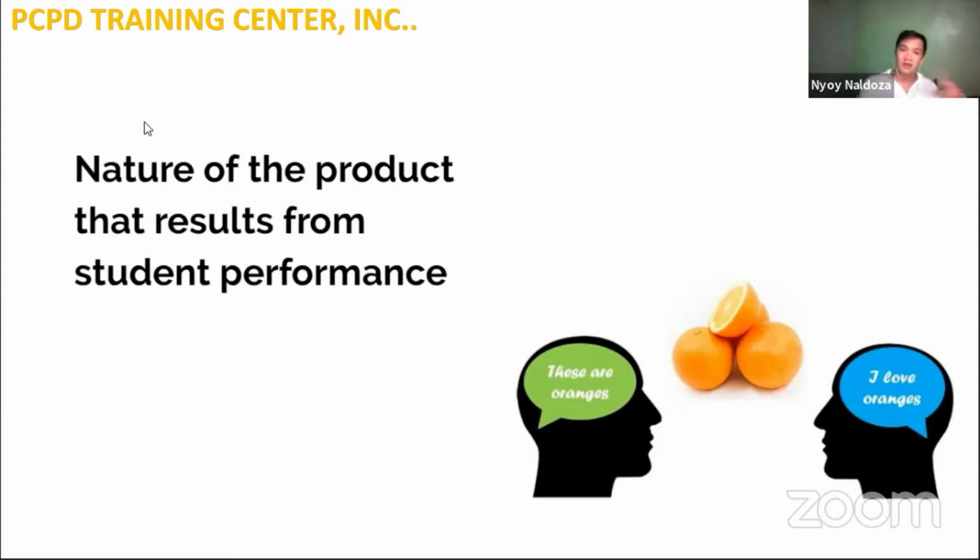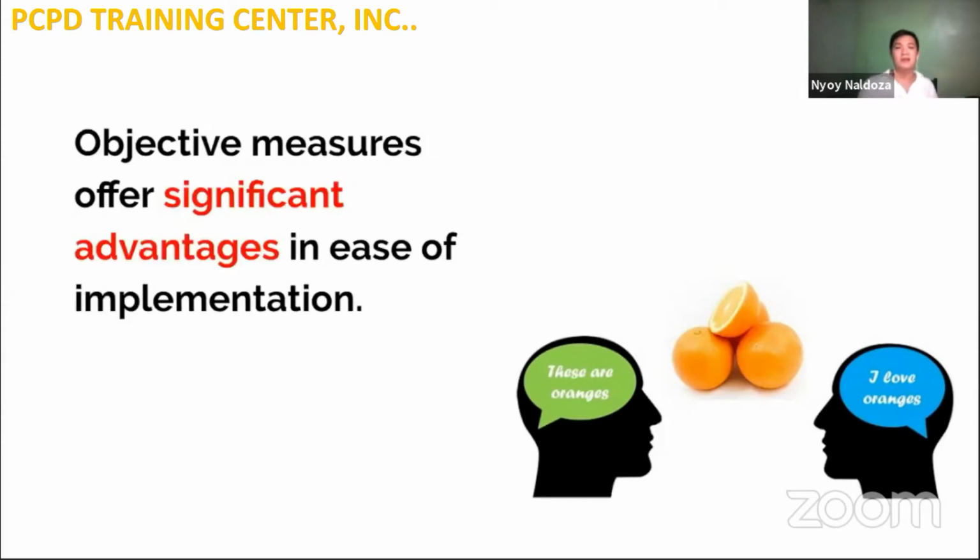That's in the form of a product. Now, it matters on how do we assess them objectively or subjectively. That is why in terms of objective measures, example of the objective measures are the paper and pencil exams like multiple choice, matching type, true or false, alternate response, identification, enumeration exams. Those are still considered in the flexible learning modality and it offers significant advantages.